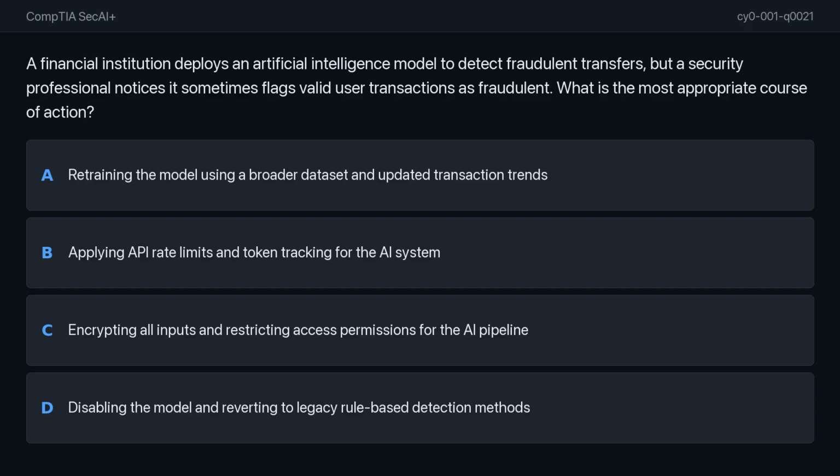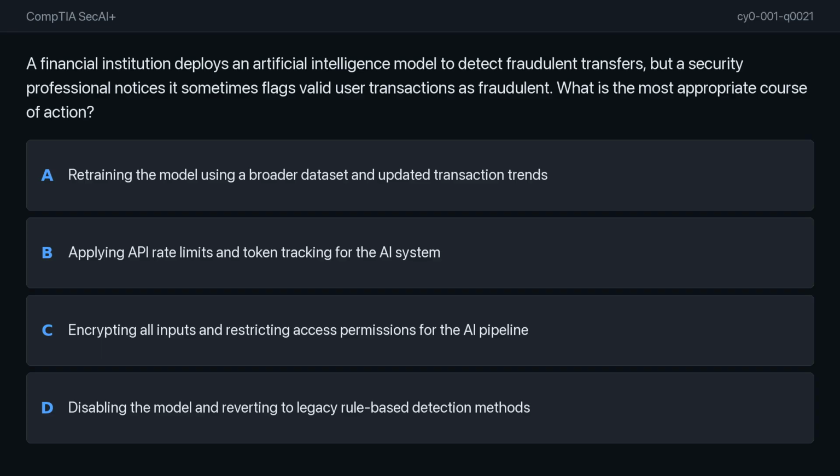Okay, let's look at this question. The business goal is to detect fraudulent transfers, but the security professional notices it sometimes flags valid user transactions as fraudulent. What is the most appropriate course of action? Well, option A makes sense. If we have sufficient data for both fraudulent and valid transactions, retraining the model could potentially improve its accuracy. And by incorporating updated trends, we can be more responsive to changing patterns. So option A is a good first option.